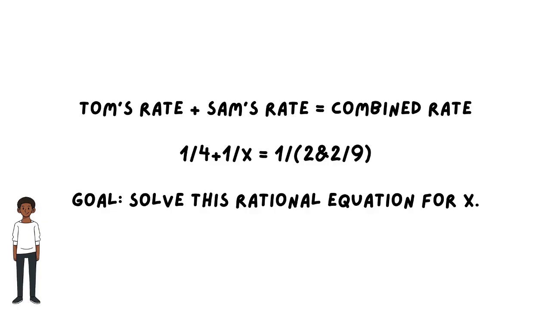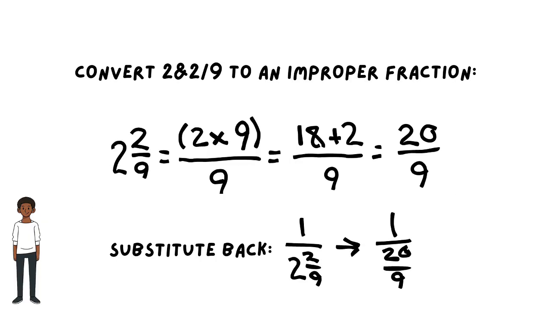We now have a rational equation with an unknown in the denominator and a complex fraction on the right side. Let's not panic about the fractions. We'll simplify this step by step using clean mathematical techniques. Step 1. Look at the denominator on the right side, which contains a mixed number 2 and 2/9. Before we can do any algebra with it, we must convert it into an improper fraction. Multiply the whole number 2 by the denominator 9 to get 18, and add the numerator 2 to get 20. So 2 and 2/9 becomes the improper fraction 20 over 9, making the right side 1 over 20 over 9.